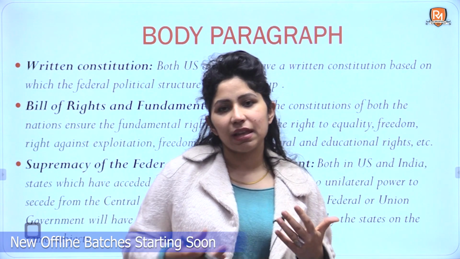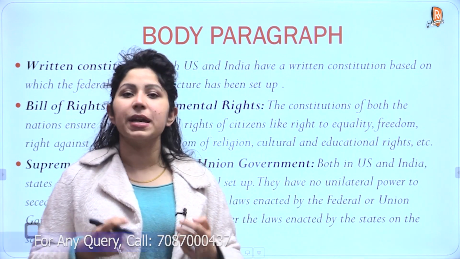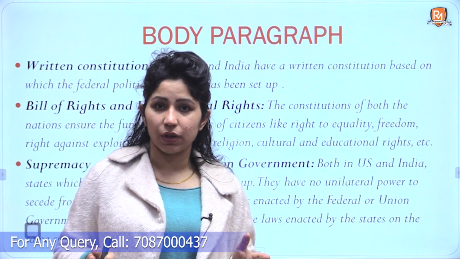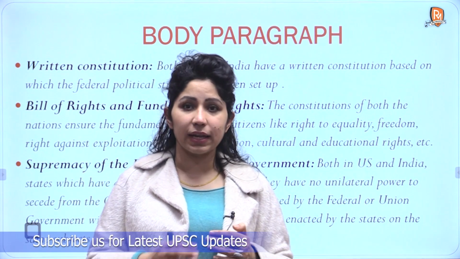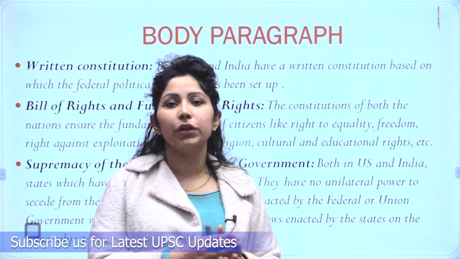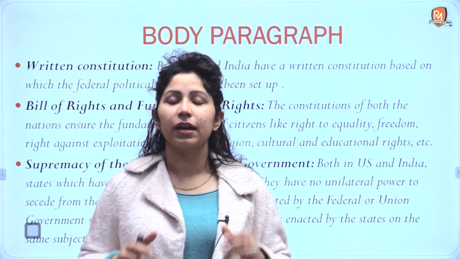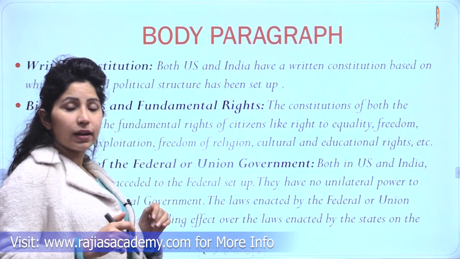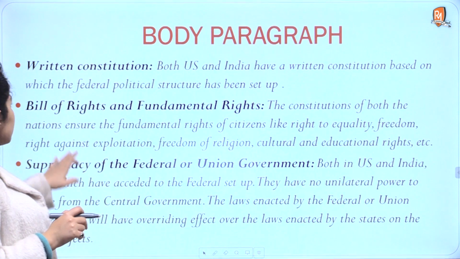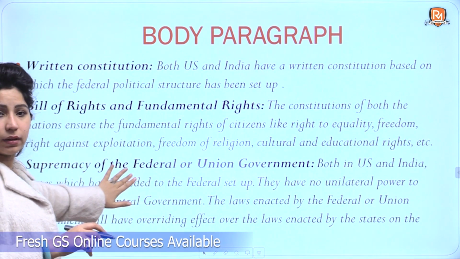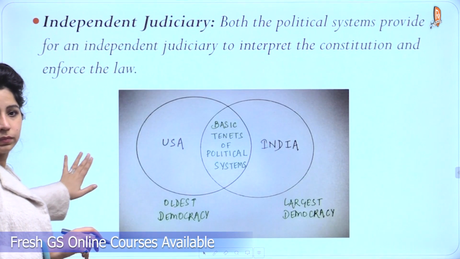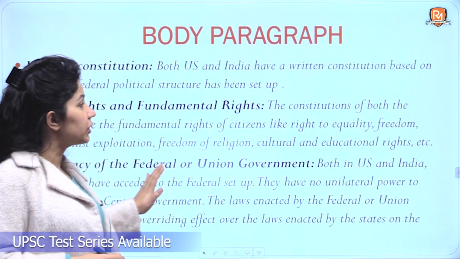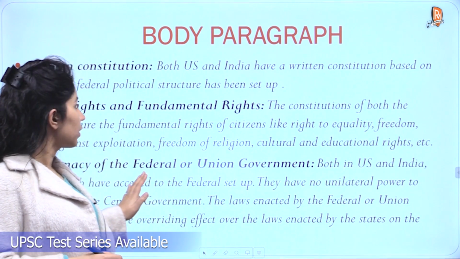So these are the 7 points, these are the 7 basic tenets which are common to both the political structures. Since the question says examine, we have to write down what is common to both the political structures. We have to write it down in detail. So here, as you can see, I have used some points, 3 on this page, and yeah, these are 7 points, 7 basic tenets which are common to both the political structures.